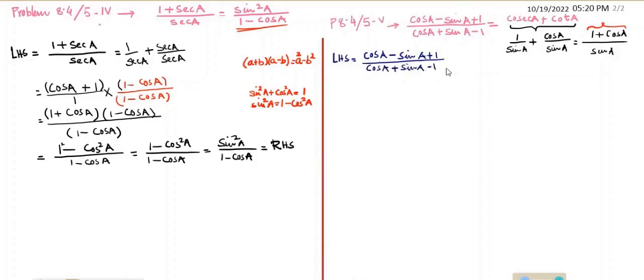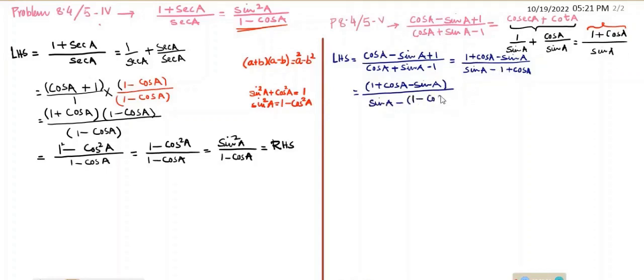Rearranging the numerator and denominator terms, we get 1 plus cos A minus sin A, and we rearrange the denominator as sin A minus 1 plus cos A. Taking minus as common leaves the positive terms as negative and negative terms as positive.